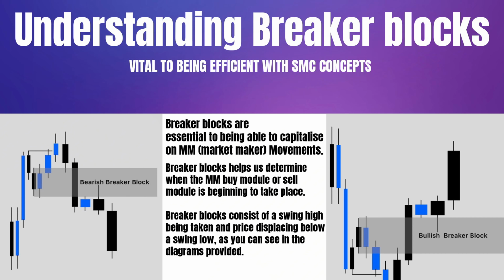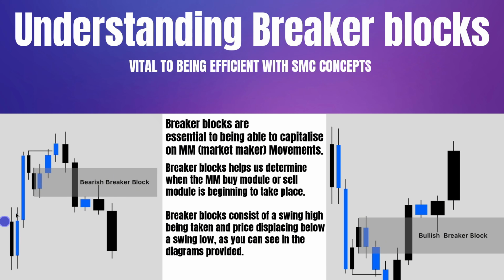All right, so now we're going to come on to understanding breaker blocks. This gets a little bit more tricky, but it's still very easy to see. It's not hard, guys. It's still extremely easy to see. You just need to see a swing high be taken and then take out the swing low and displace below it. So you kind of need to see an M formation, and then the final leg of the M drops down, okay? It's essentially what you're looking for, but the second leg has to be above the first.